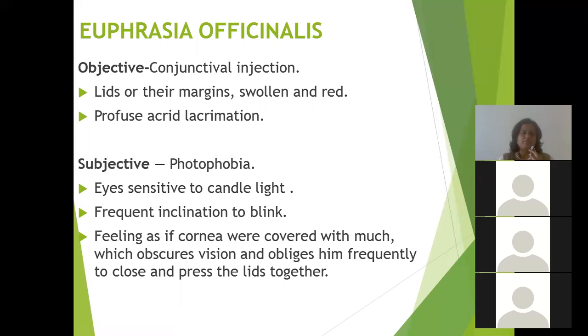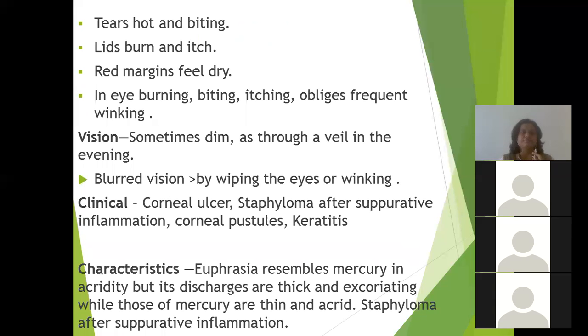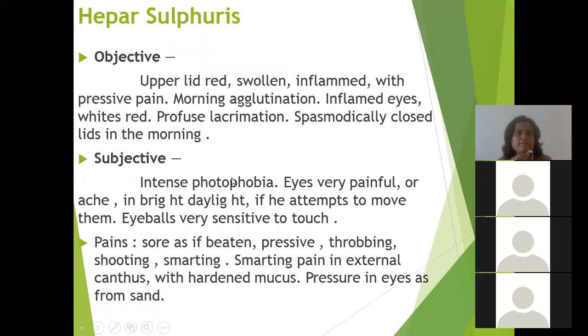And subjectively, the patient shows photophobia, eyes are sensitive to candlelight, frequent inclination to blink, feeling as if the cornea were covered with a mulch which obscures the vision and obliges him frequently to close and press the lid. Tears are hot and biting, lids burn and itch, red margin feels dry. In the eye there is burning, bleeding, itching and frequent winking. Vision is sometimes dim as though a veil in the evening. There is blurred vision.